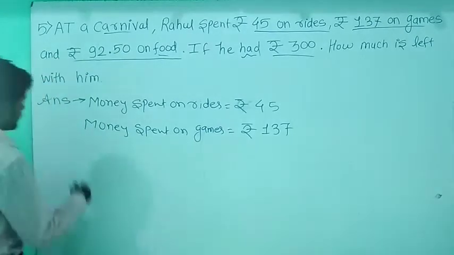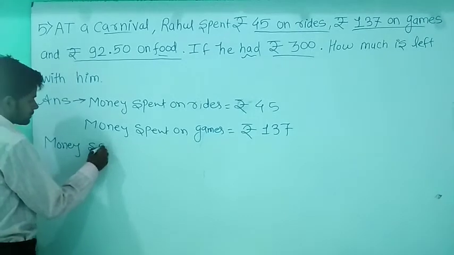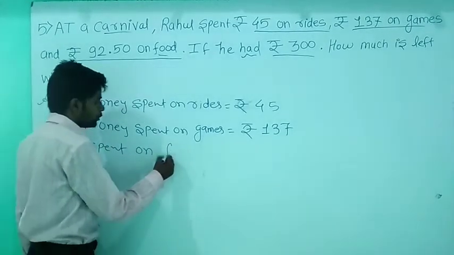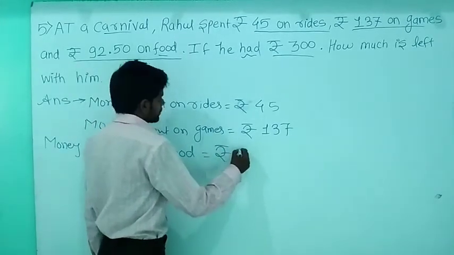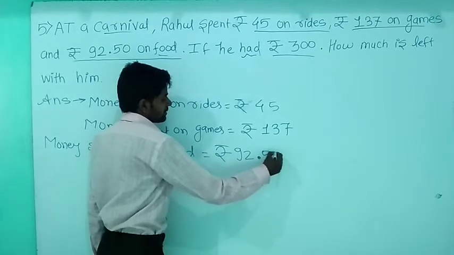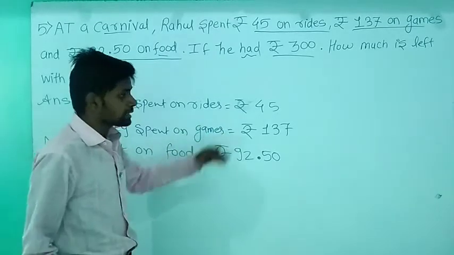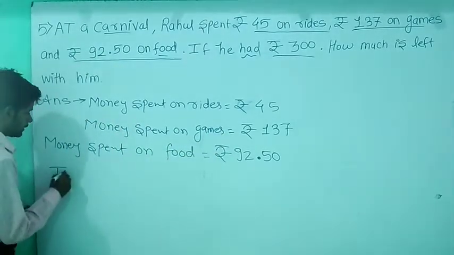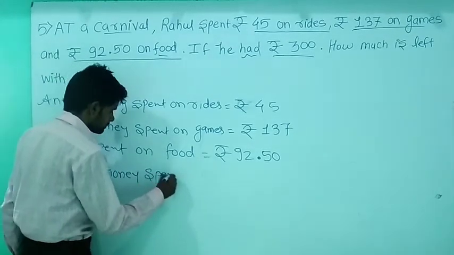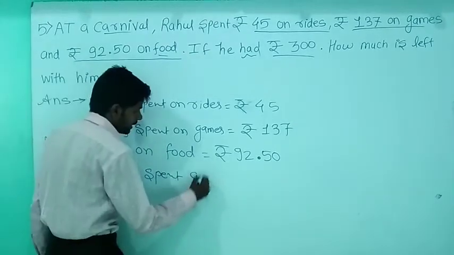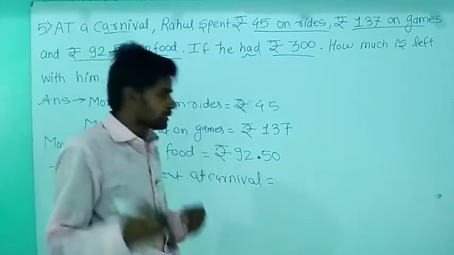Okay, now again we have to write a one statement and that is money spent on food. खाना पीने में कितना खर्च कर दिया, अच्छा बहुत खर्चा कर दिया भैया, रुपीज 92.50. Okay, this is the money which is spent over. Now we will write the total money spent, total money spent at Carnival. Carnival में total amount of money, how much money he spent.